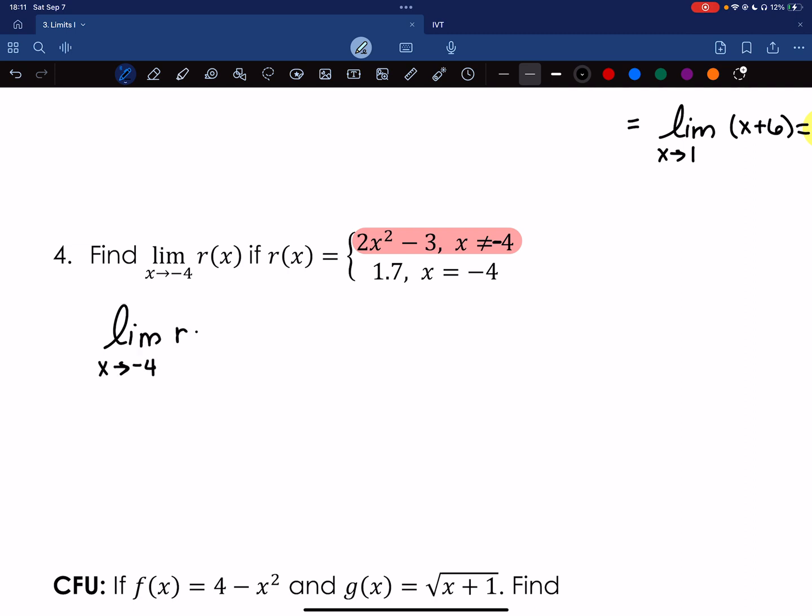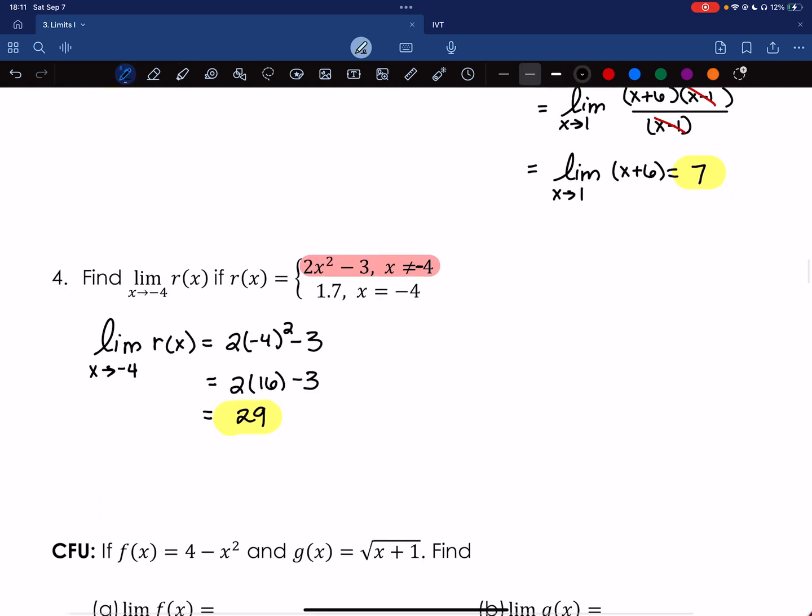And so the limit of r of x as x approaches negative 4 would be 2 times negative 4 squared minus 3. That would be 2 times 16 minus 3, which is 32 minus 3, which is 29. And that would be the final answer.